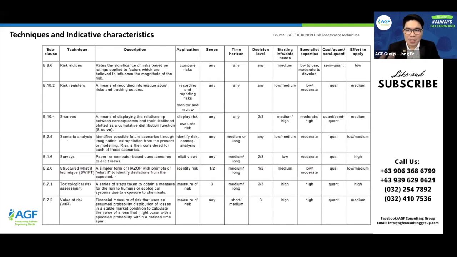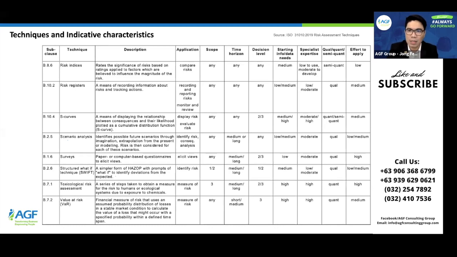And even the standard is saying that this is not yet an exhaustive list. Yeah? Let me repeat myself. This is not even an exhaustive list. So there are still a lot of other risk assessment techniques or tools that you can explore and use to further improve the effectiveness of your risk management. But as far as the guidelines are concerned, as far as ISO IEC 31010 is concerned, they have listed this.